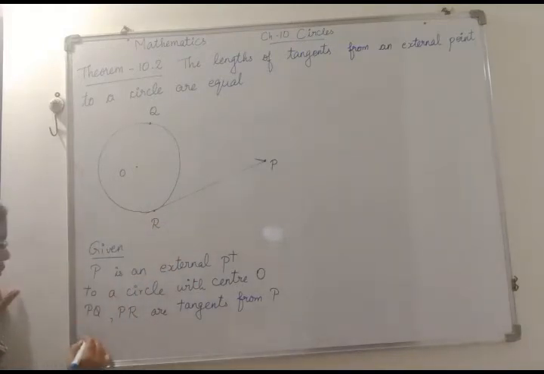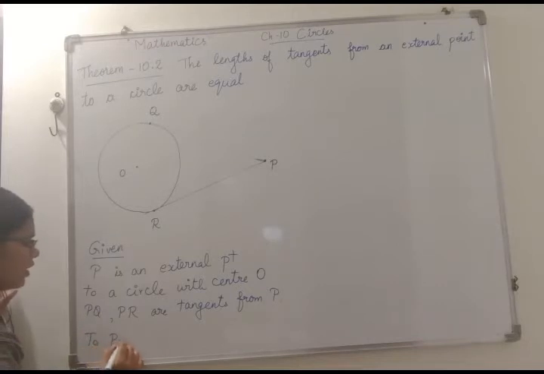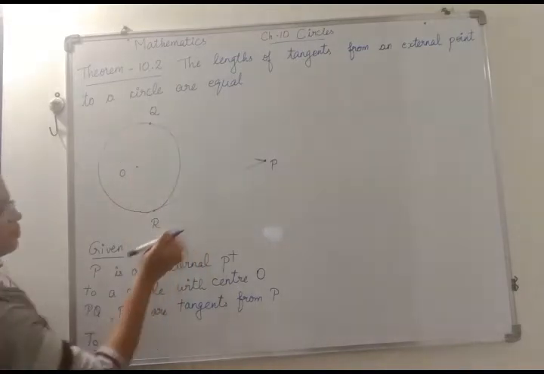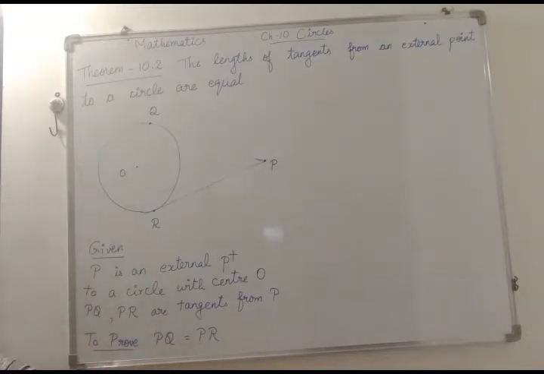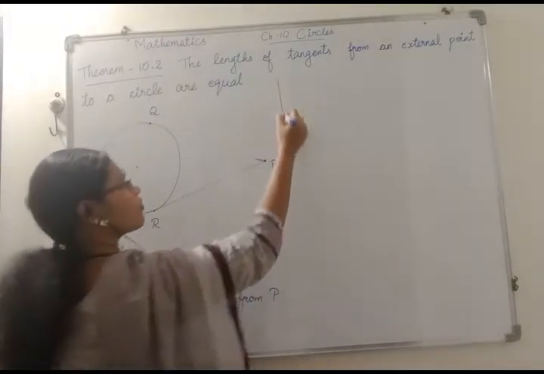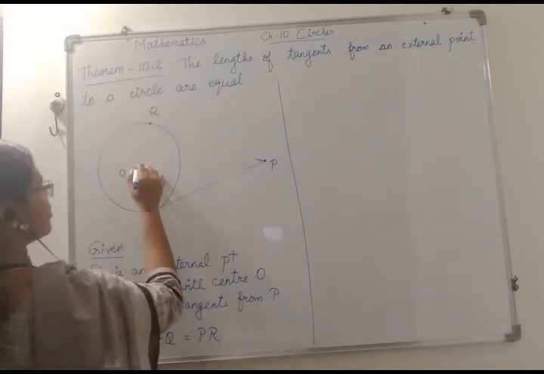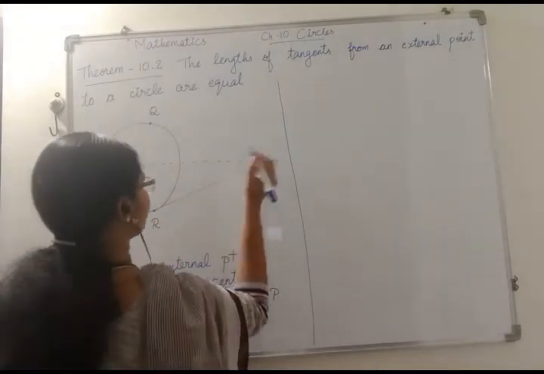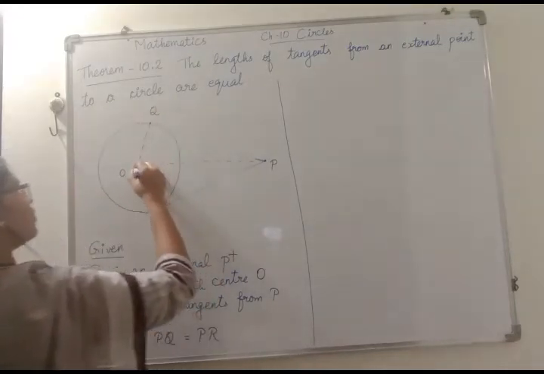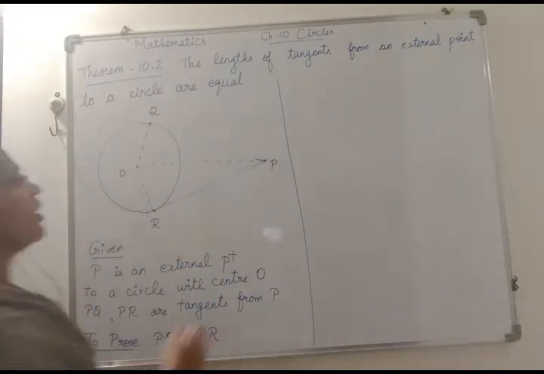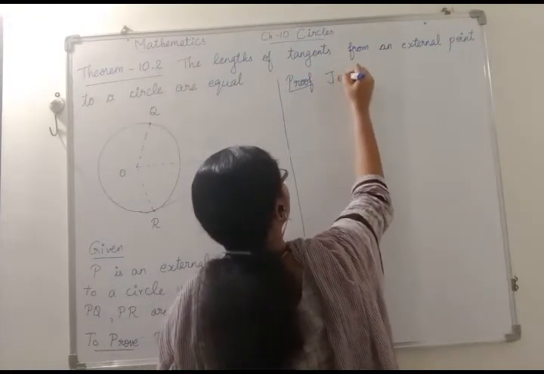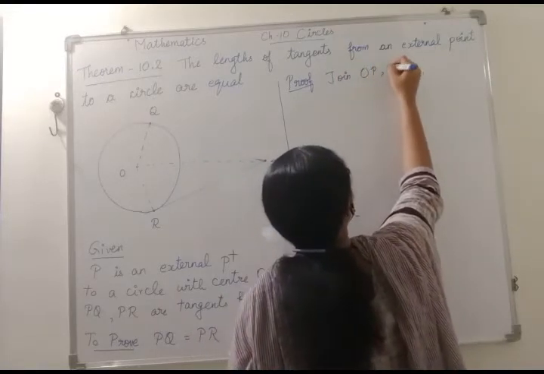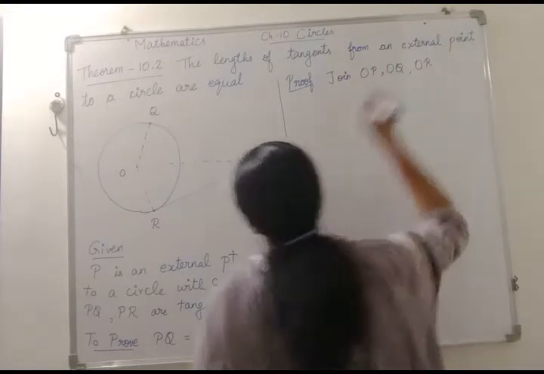Now, what do we have to prove? The lengths of the tangents are equal. That means, what are the lengths of the tangents? PQ and PR. PQ equal to PR. This is what we have to prove here. Now, proof. For proving this, let us first join OP, OQ and OR. Okay. So, join OP, OQ, OR.